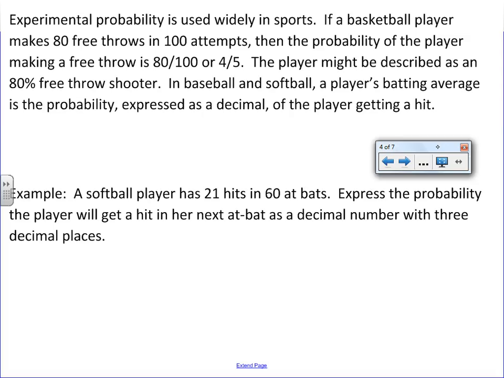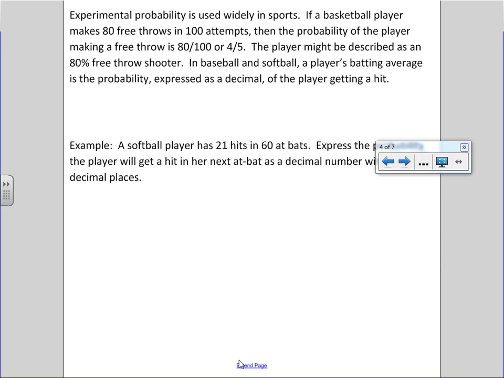For example, a softball player has 21 hits in 60 at-bats. Express the probability the player will get a hit in her next at-bat as a decimal number with 3 decimal places. And generally, it's a rule of thumb that 3 decimal places is how they tell batting average. Okay, they run it out to the thousandths place.